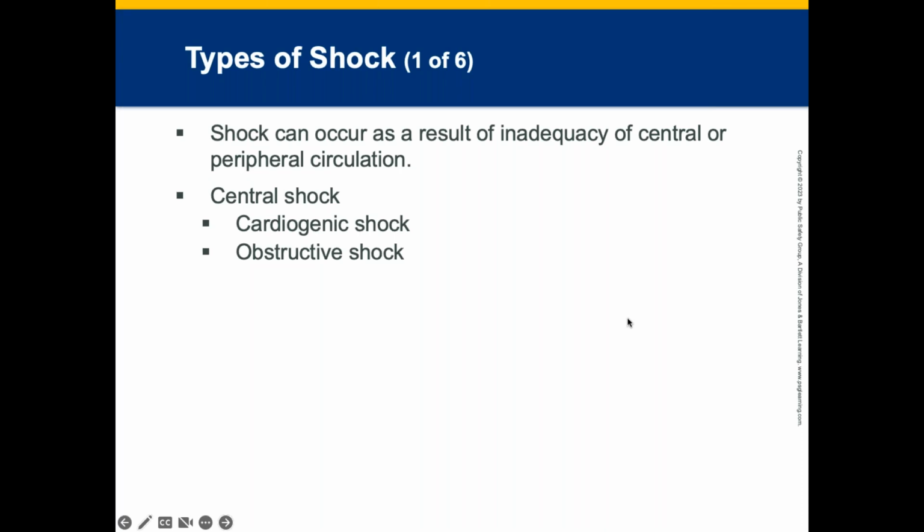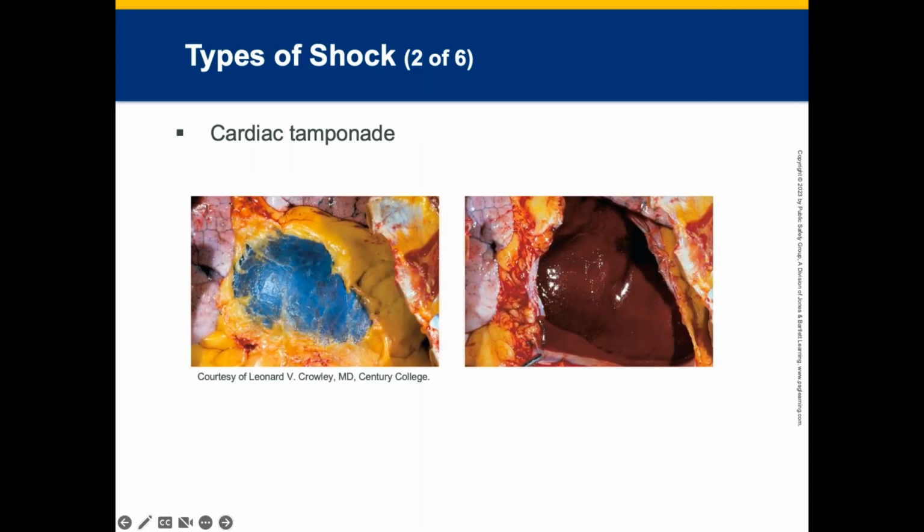Obstructive shock occurs when blood flow becomes blocked in the heart or great vessels. This is more of your obstructive shock. This is cardiac tamponade, as you can see here. Figure 8-9 shows a tamponade following myocardial rupture. On the left, distended pericardial sac. On the right, the pericardial sac is now open, showing clotted blood around the heart, which compresses the heart to prevent filling of the right ventricle in diastole.